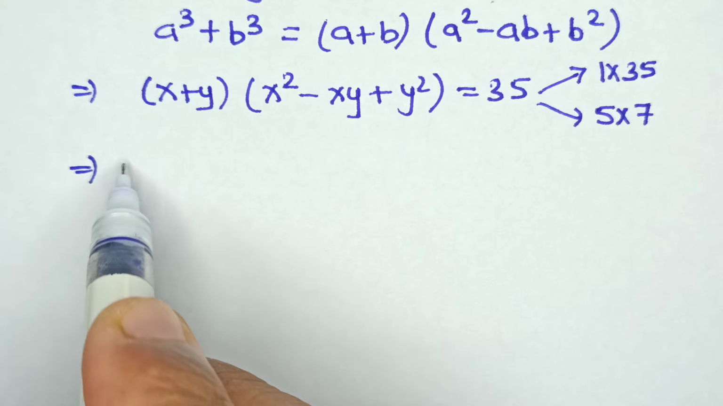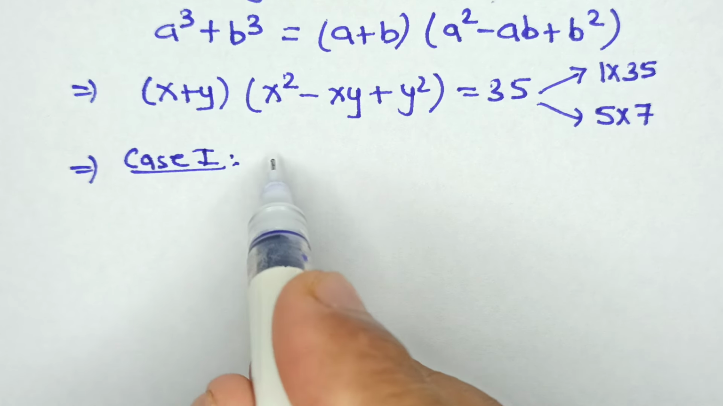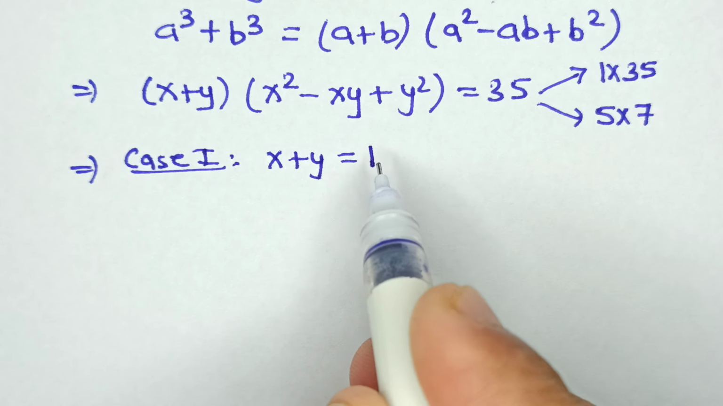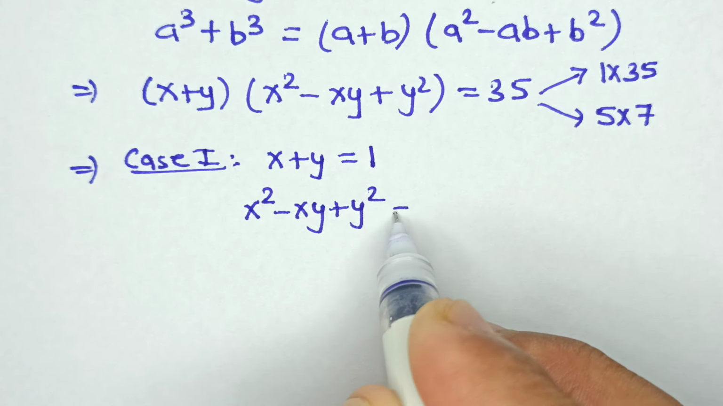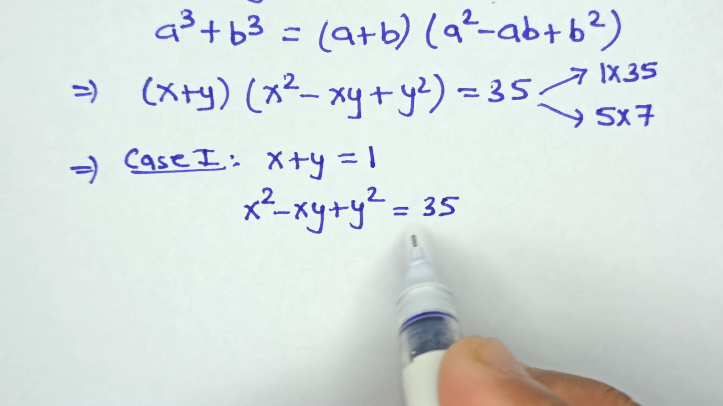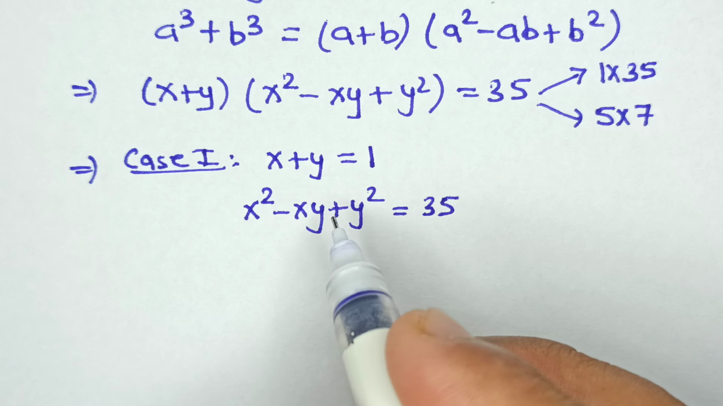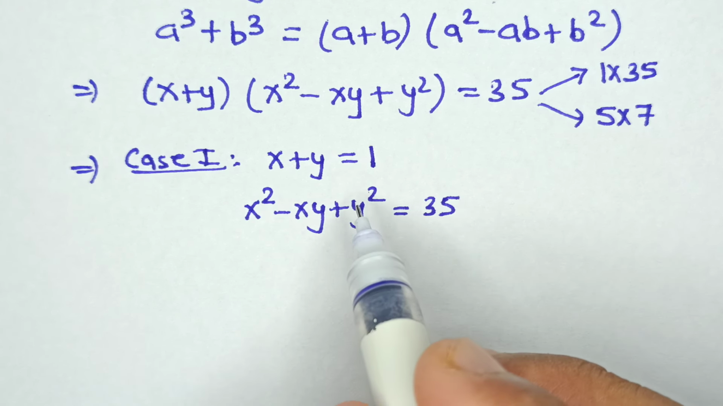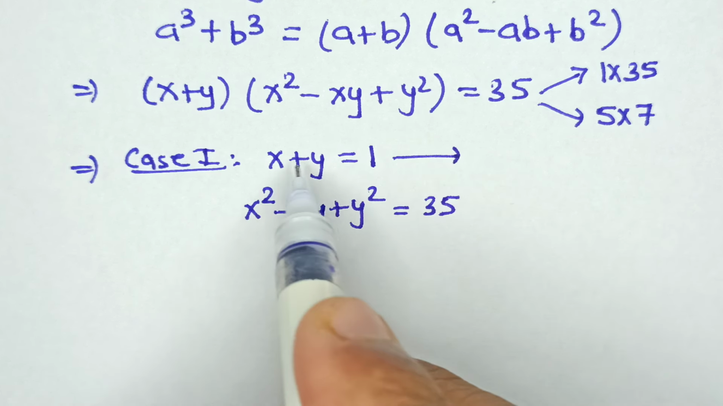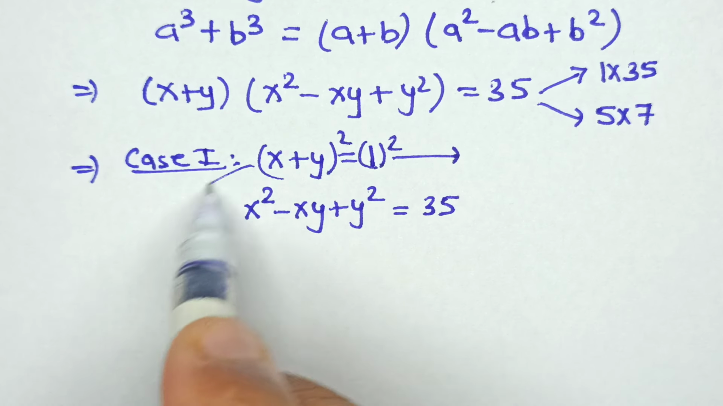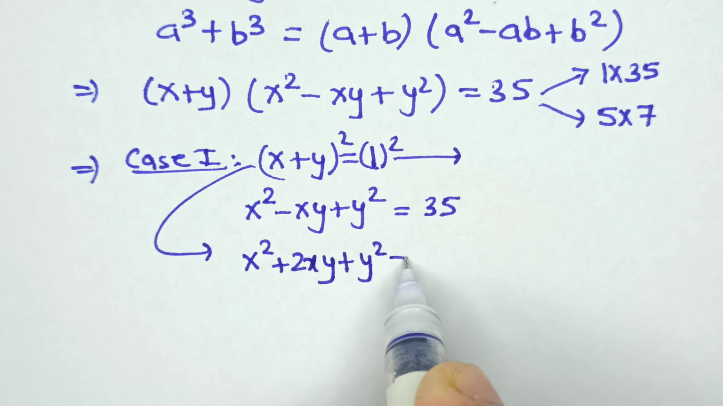Now let us take case number 1, where we take the first pair, 1 and 35, as the answers. So x plus y is equal to 1 and x square minus xy plus y square is equal to 35. These are the two equations. If you use the substitution method to solve further, it would be really simple. But instead of that, I'm going to square this equation on both sides. So this becomes x square plus 2xy plus y square is equal to 1.